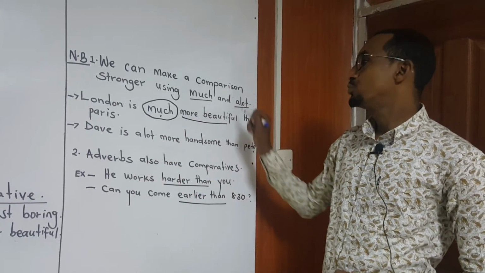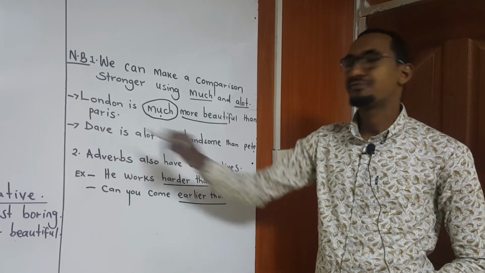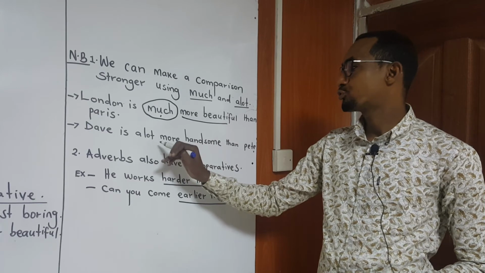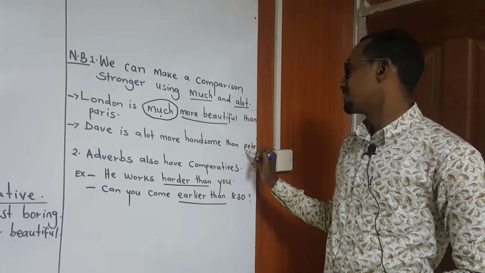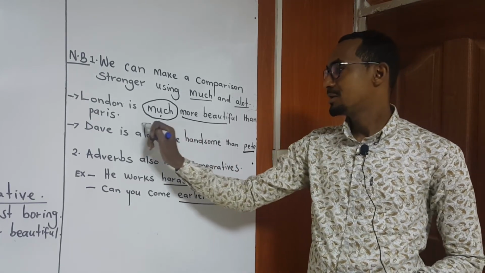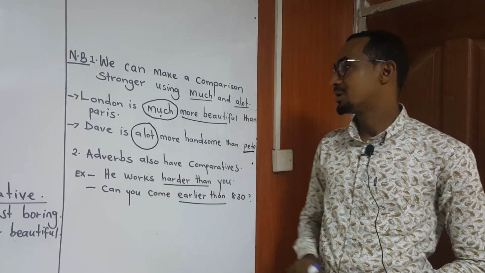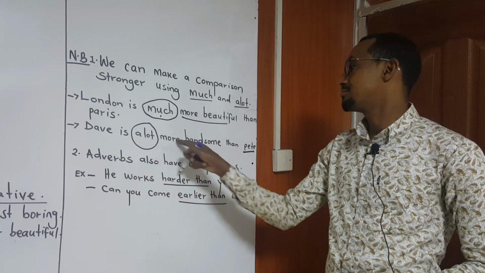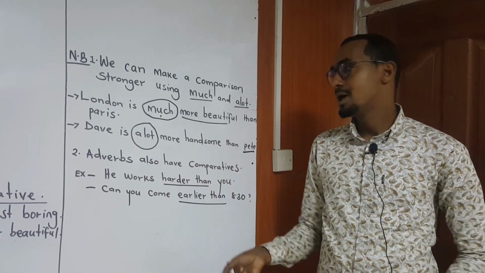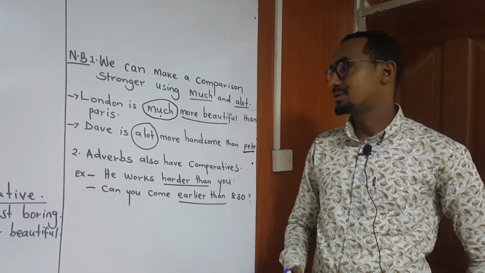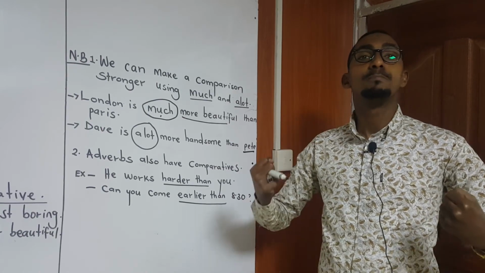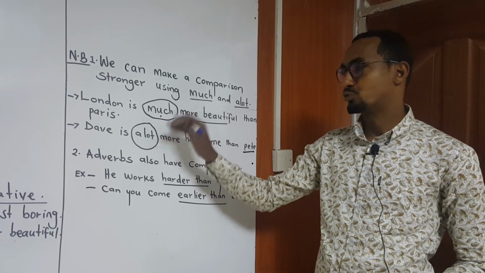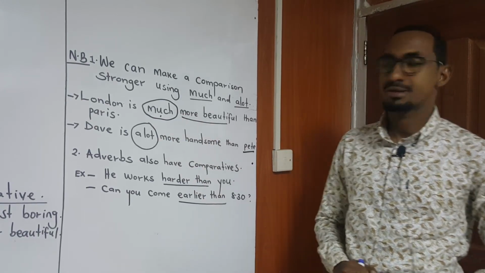Another example, let's use a lot. Dave. Dave is a name, it's a male name. Dave is a lot more handsome than Pet. So here, this is the word that can emphasize the sentence. I can say Dave is more handsome than Pet. That's normal. But when I want to emphasize, I will say Dave is a lot more handsome than Pet. So make sure you also use this way when you want to emphasize the sentence.